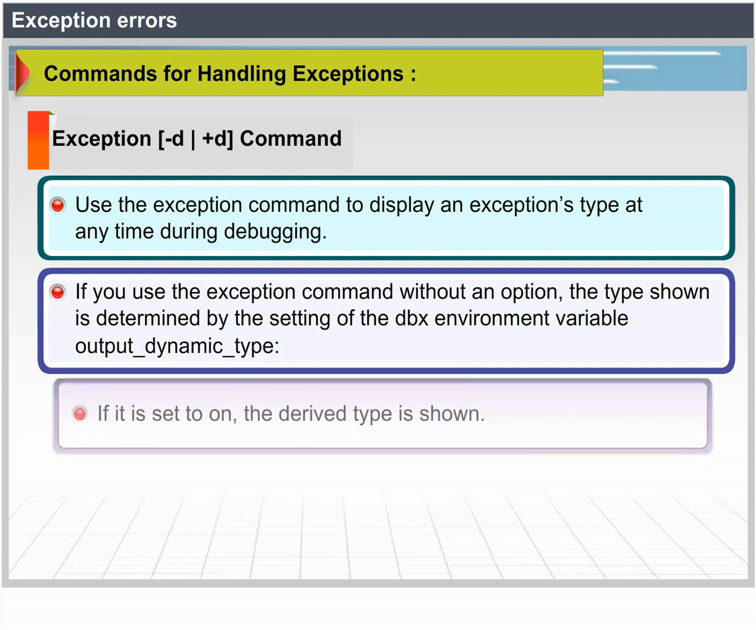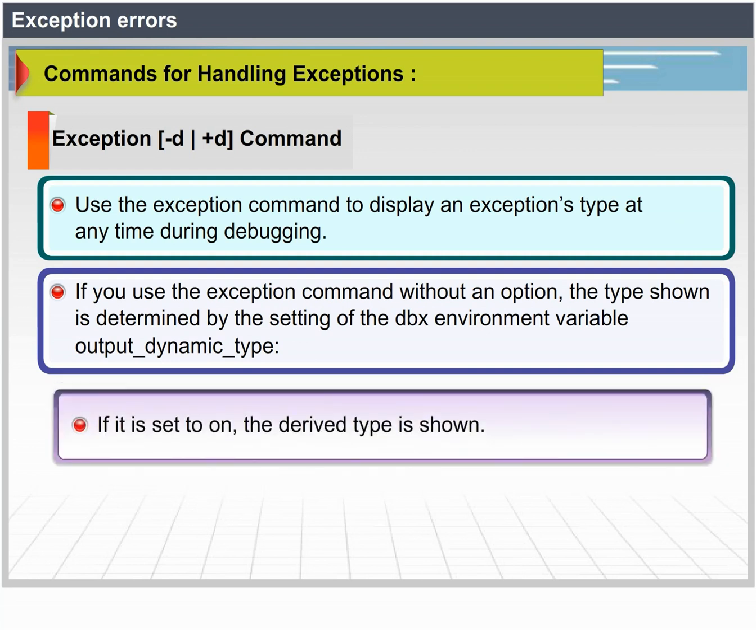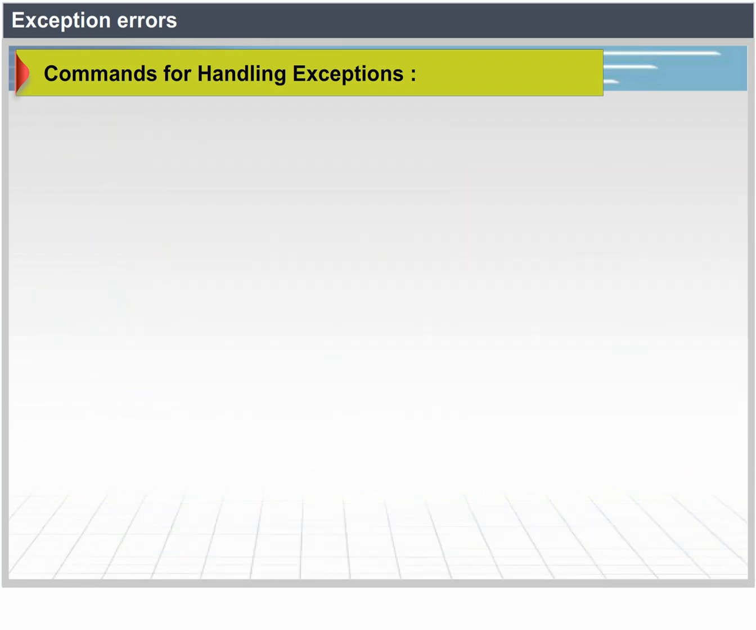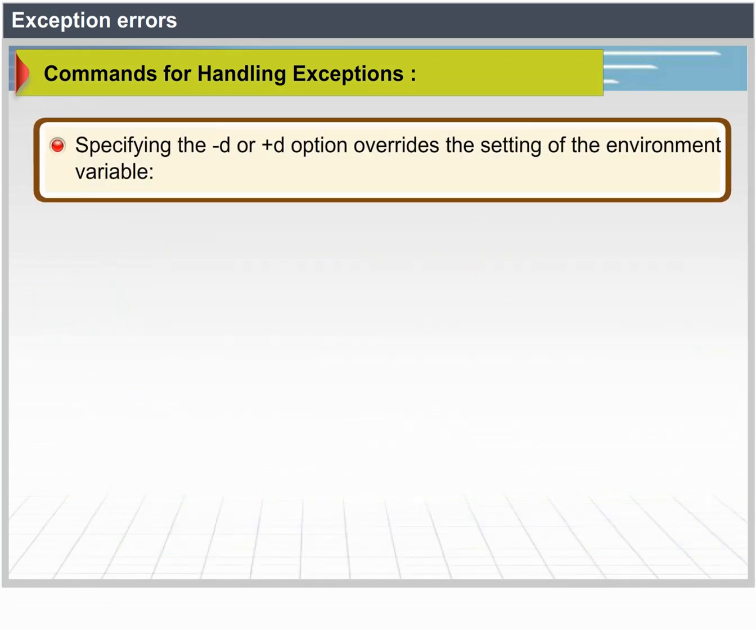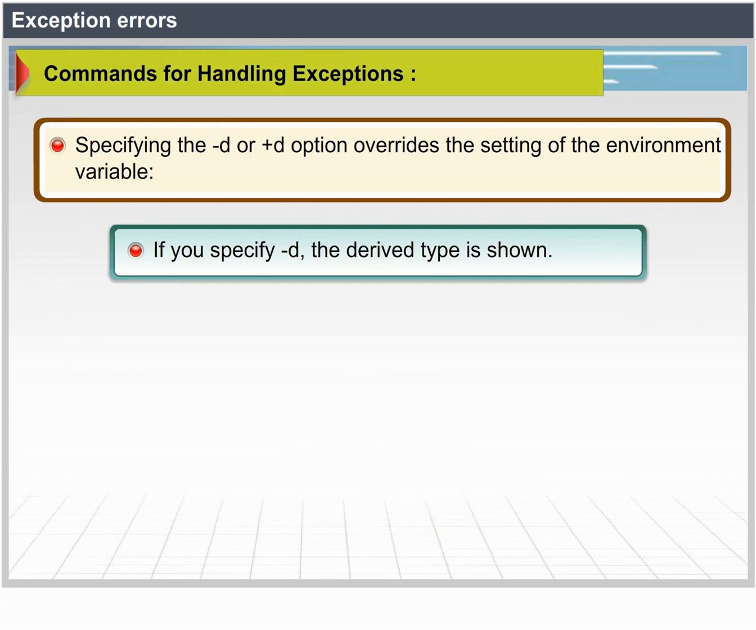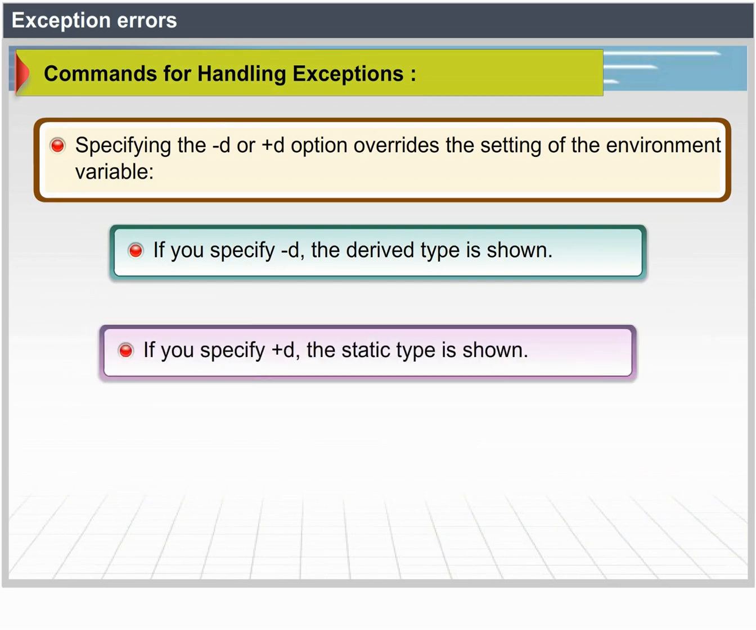If it is set to on, the derived type is shown. If it is set to off, the default, the static type is shown. Specifying the -d or +d option overrides the setting of the environment variable. If you specify -d, the derived type is shown. If you specify +d, the static type is shown.